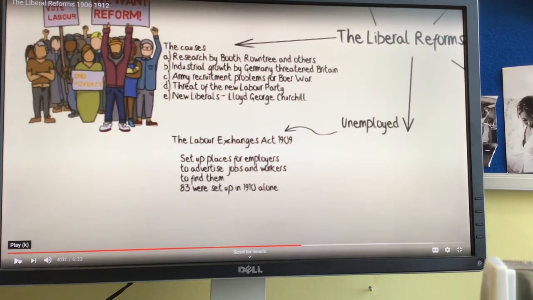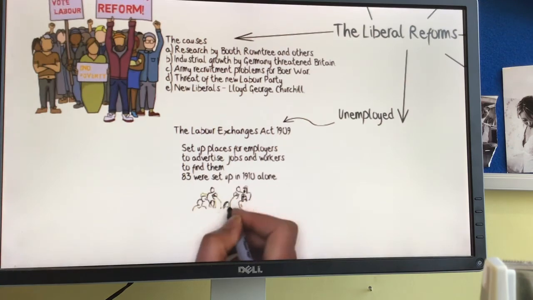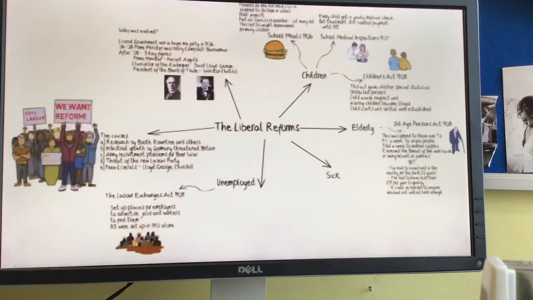So it's a slow start. 83 were set up in 1910, but it means people know where to look to get jobs. And also people advertising for roles need to know where to advertise. Full measure, with 83 exchanges being set up in 1910 alone.